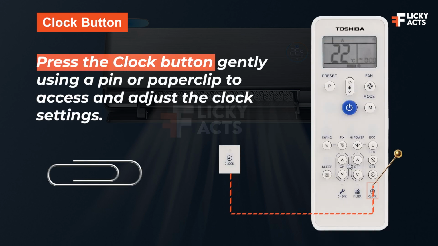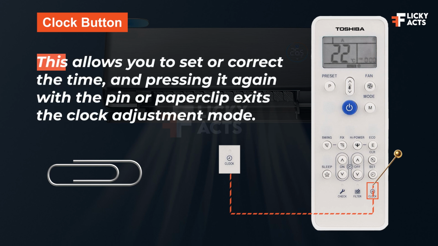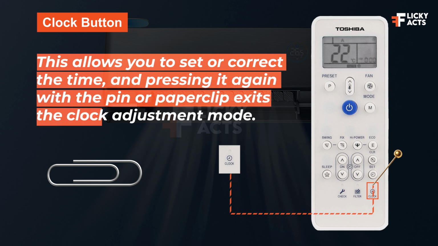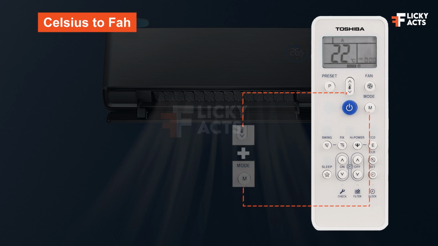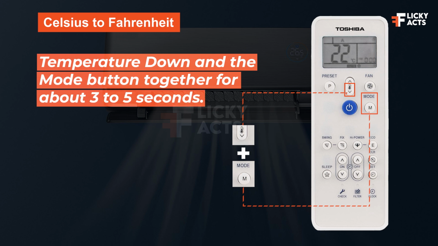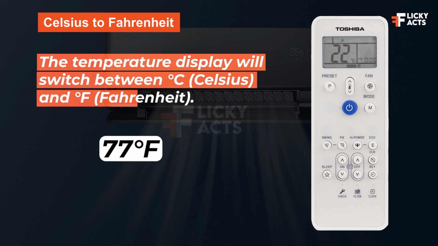Press the Clock button gently using a pin or paper clip to access and adjust the clock settings. This allows you to set or correct the time, and pressing it again with the pin or paper clip exits the clock adjustment mode. Press and hold the Temperature Down arrow button and the Mode button together for about 3 to 5 seconds. The temperature display will switch between degrees Celsius and degrees Fahrenheit.